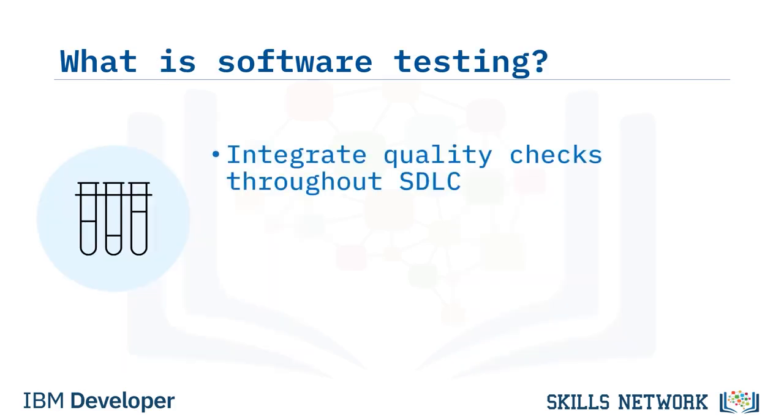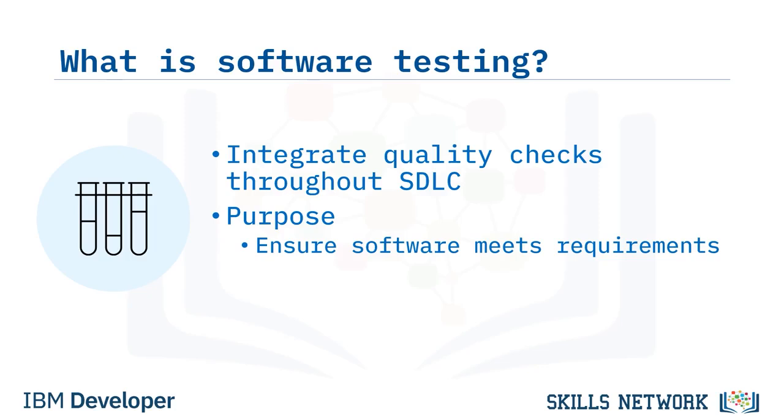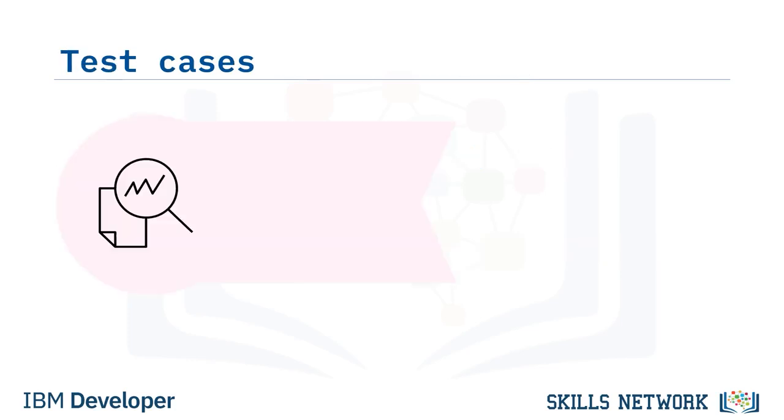Software testing is the practice of integrating quality checks throughout the software development cycle. The purpose of testing is to check whether the software matches expected requirements and ensure error-free software. In order to test software, the team writes test cases. These test cases are written to verify the functionality of a software application and ensure requirements have been satisfied.